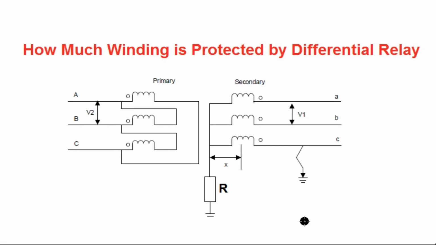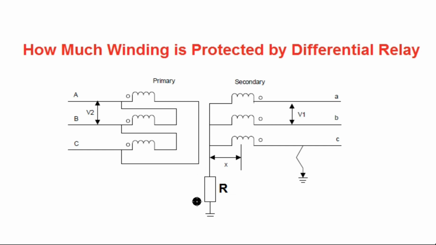In this lecture, I will discuss how much winding is protected by a differential relay. So here a delta-star transformer has been shown. If any earth fault occurs in the star side of the transformer, how much winding is protected by means of the differential relay, I will discuss in this video.